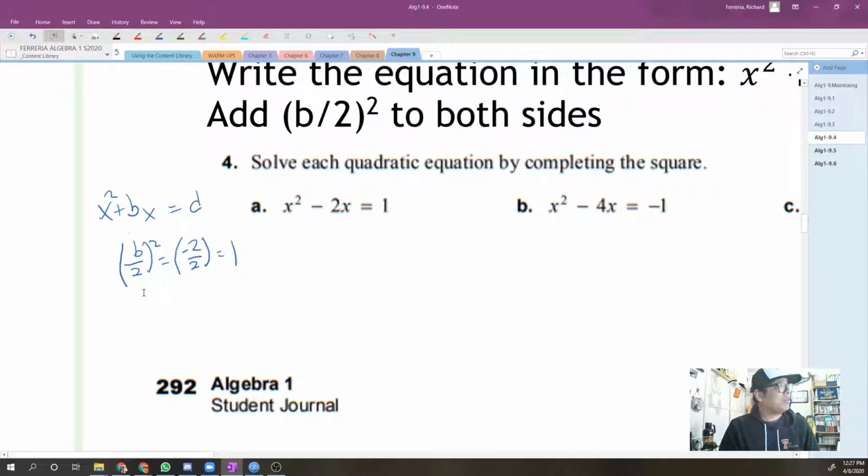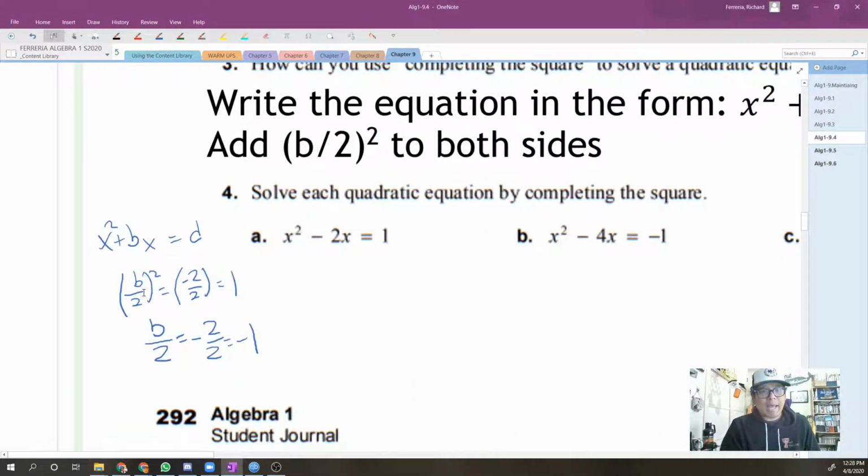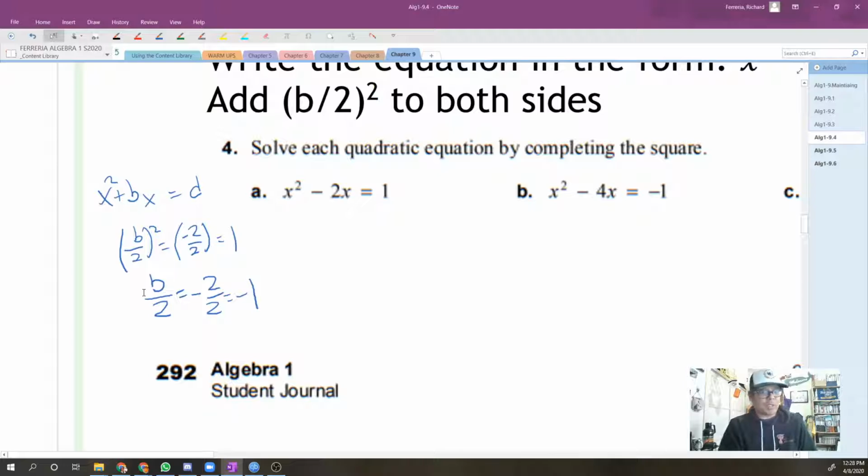You're going to take b and divide it by 2 and then square it. So how much is b? It's -2. -2 divided by 2 is -1. And then -1 squared is 1. So I'm going to be adding 1 to both sides of the equal sign. Also important, which I don't think the book talks about, is that quantity of b over 2. b over 2 is -2 divided by 2, which is -1. And we'll see why that's important in a second.